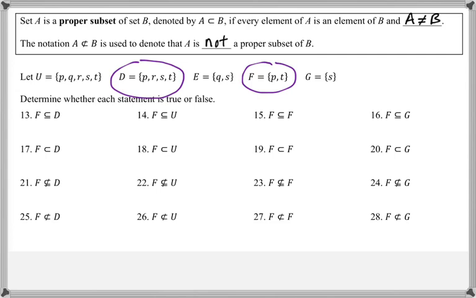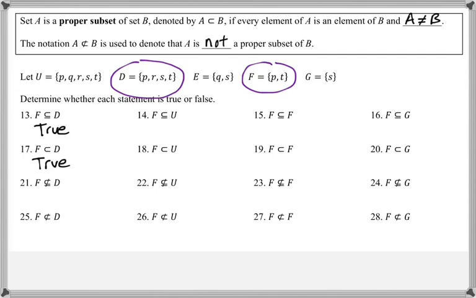13 says F is a subset of D, and that is true. 17 says that F is a proper subset of D, and that would also be true, because the set F is not the same as the set D.